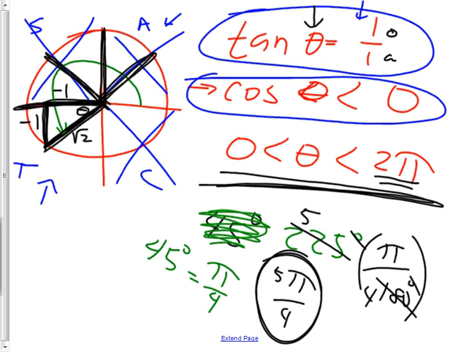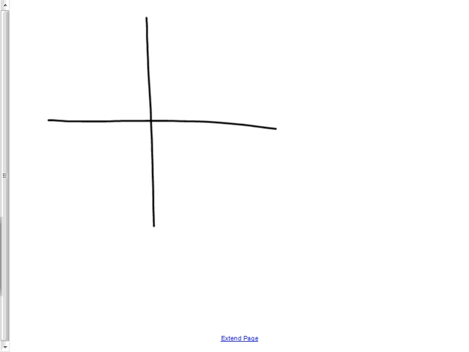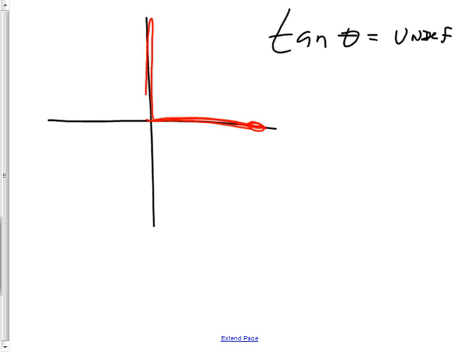There are those quadrantal kind. What if you can't draw a triangle? What if the answer ends up coming out something like this? What if I say tangent of theta is undefined? You are not going to be able to draw a triangle for that, are you? You can't say it's undefined over 1. There are no sides for that. So that means you must be either here, or here, or here, or here. Those are the spots where you can't draw triangles.